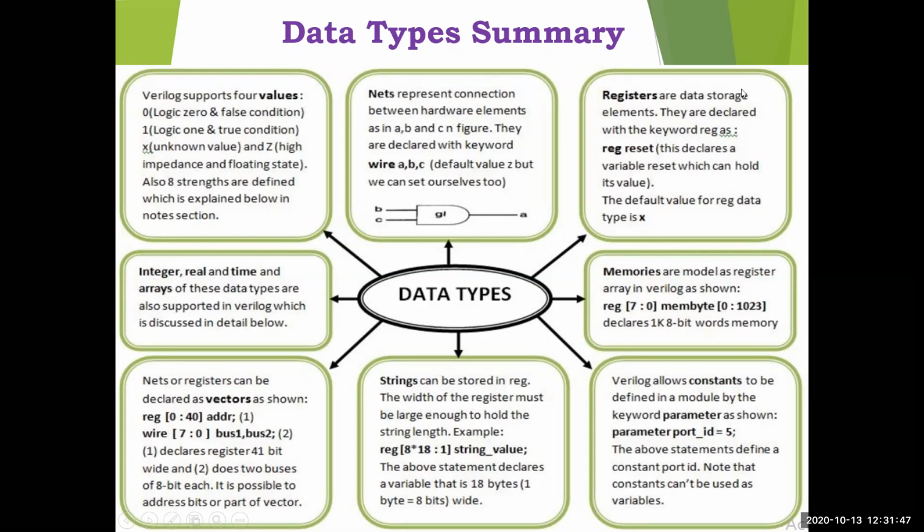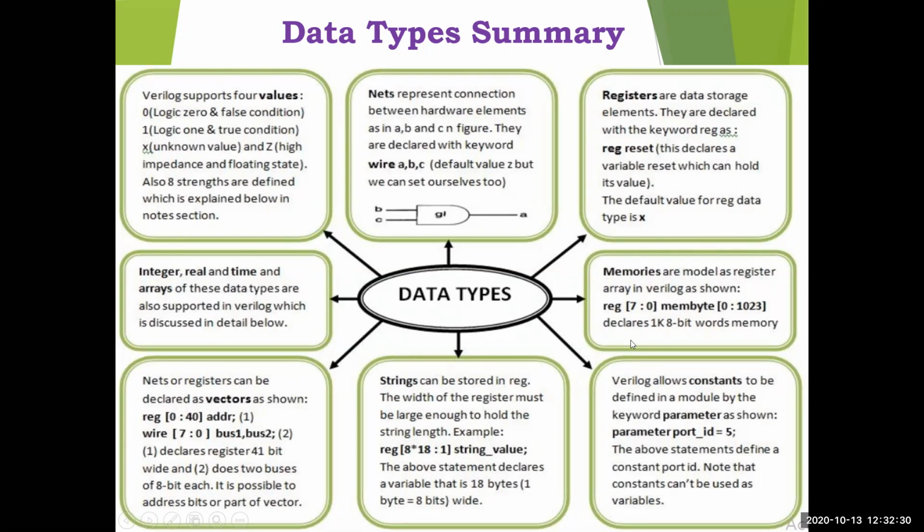Then we took register data types. Registers are data storage elements. They are declared with the keyword reg, so reg reset, these we use. This means a variable reset which can hold its value. The default value for the register data type is X. This is the difference you can easily make out: for nets the keyword is wire and the default value is Z, while for registers the default value is X. Some more differences you can add. Next, today we considered integer, real and time and arrays. These types are also supported in Verilog, same as in other programming languages.